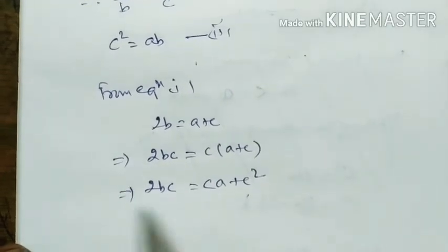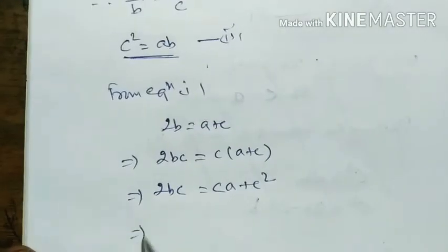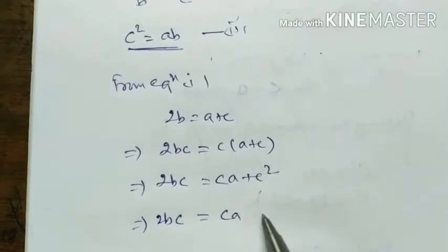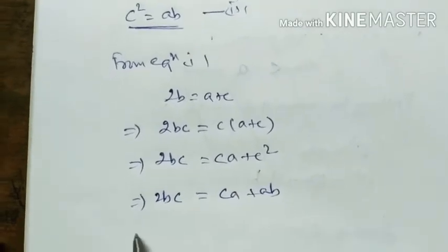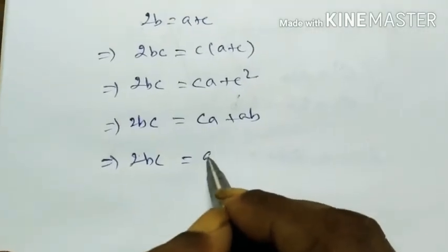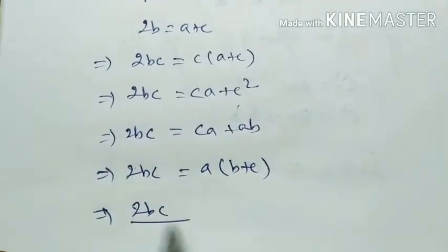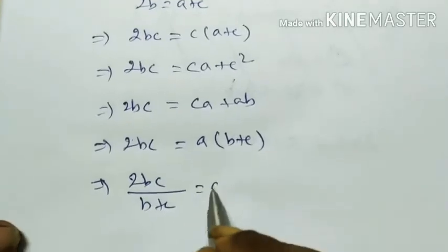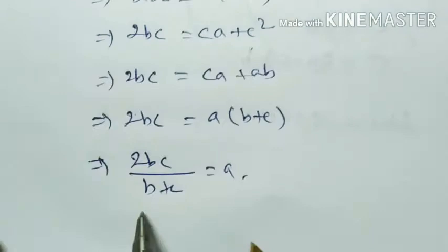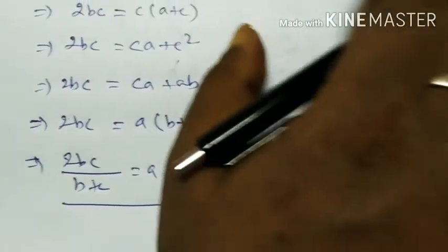Now here I am going to put the value of C square from equation 2, which comes out to be 2BC is equal to CA plus AB. So now 2BC, here your A is common, A times B plus C. Therefore 2BC by B plus C is equal to A. See, this has been proved here. This is what you had to prove. Now I have proved it. Now I'm going to question number 10.